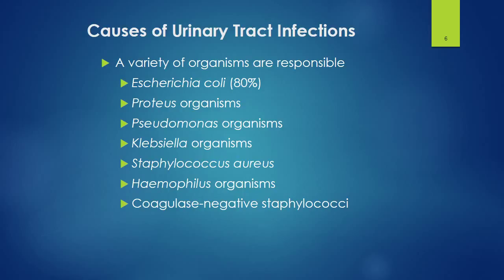A variety of organisms cause urinary tract infections. The most common is E. coli, also Proteus, Pseudomonas, Klebsiella, Staph aureus, Haemophilus organisms, and coagulase-negative staphylococci.